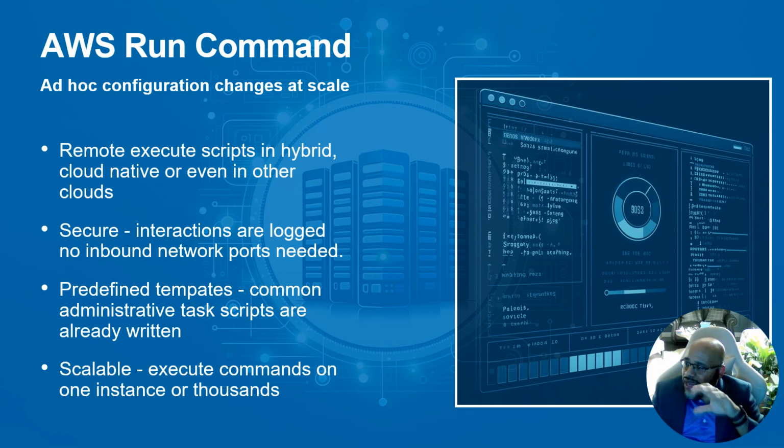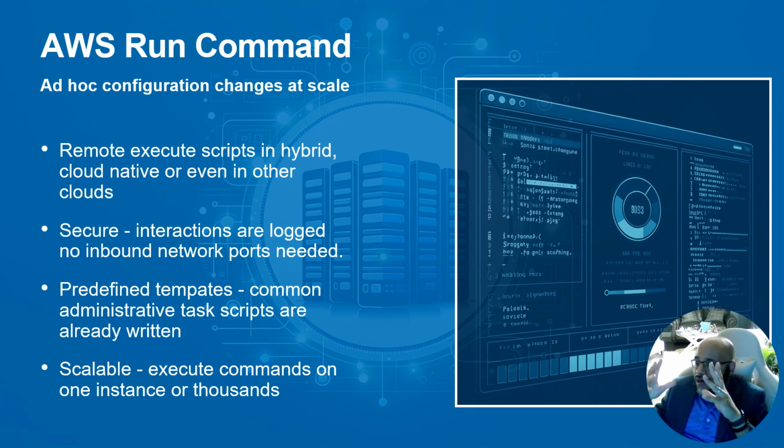Emphasizing security, AWS Run Command ensures the interactions are logged and operates without the need for inbound network ports, mitigating potential attack vectors that open ports can expose. Then there's the convenience of AWS predefined templates. AWS has already crafted common administrative task scripts, saving you time and effort. These templates are ready to use, allowing for swift and consistent task execution.